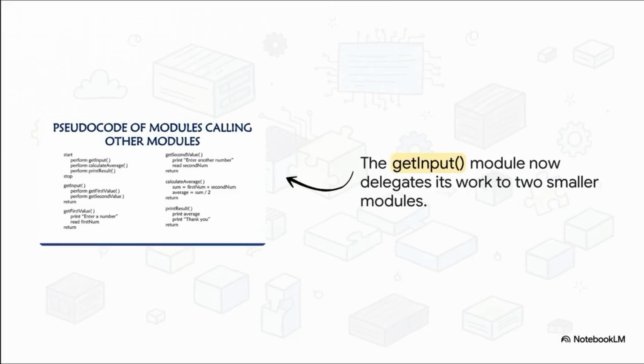Okay, let's look at our pseudocode again, but this time with that chain of command idea. Take a close look at our get input module now. See how it's changed? It's not actually getting the numbers itself anymore. Now it's acting like a manager. It calls a brand new, even smaller module called get first value just to get the first number. Then it calls another tiny module, get second value, just to get the second number. We've just broken the problem down even further, making everything super clear and super simple.